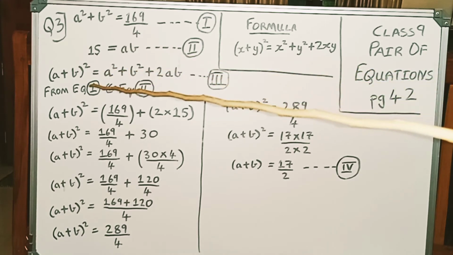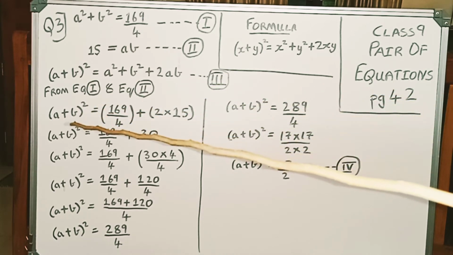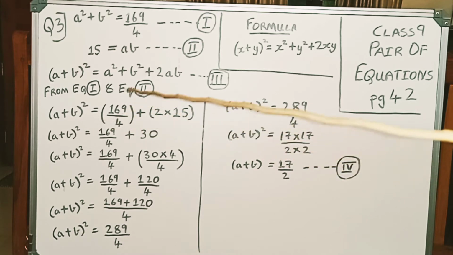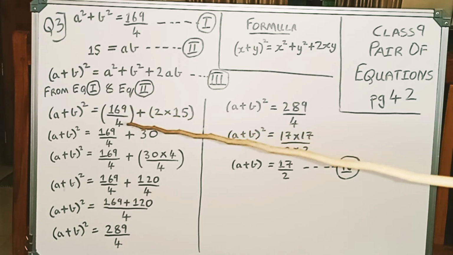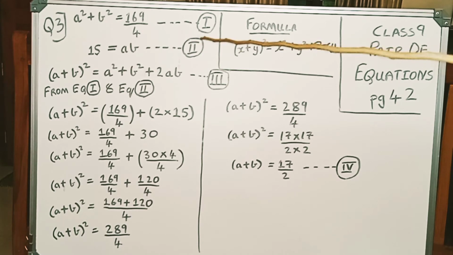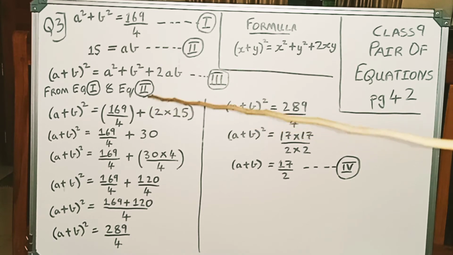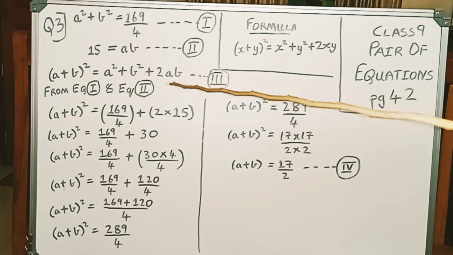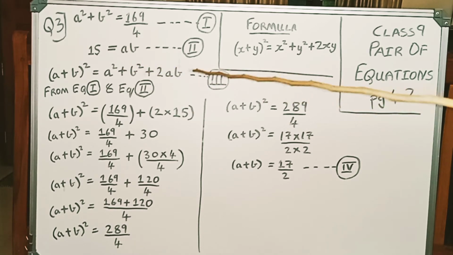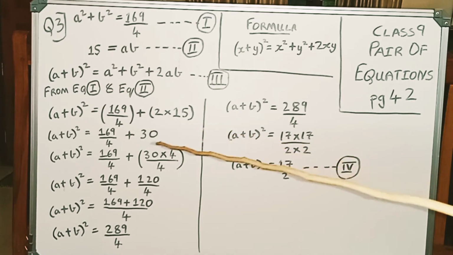So substituting equations 1 and 2 in equation number 3, we can write equation number 3 as a plus b the whole square is equal to, instead of a square plus b square we can write 169 divided by 4. This is from equation number 1. The plus symbol is there, so you have to bring down the plus symbol. 2 into ab, and ab is equal to 15 from equation number 2. So you multiply 2 into 15, and the answer will be 30.